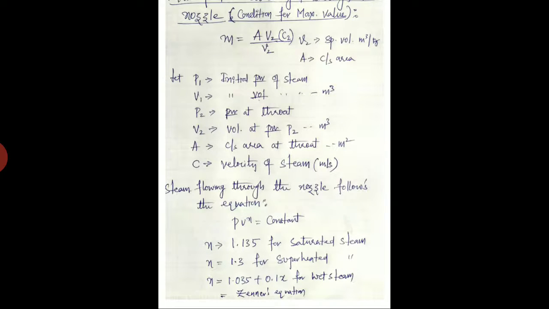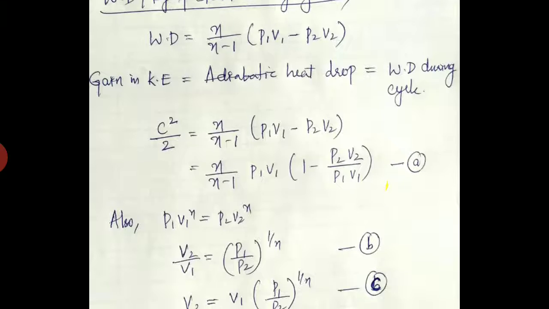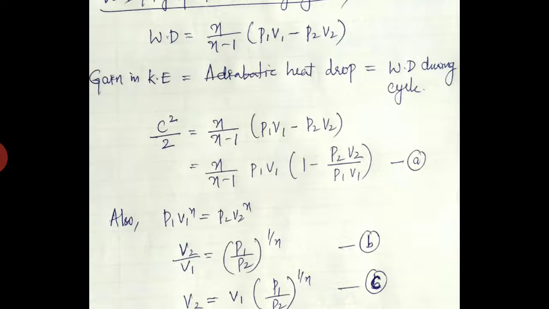Okay, fine. Then work done per kg of steam during the cycle can be written as this equation we have learned in basic thermodynamics. Work done during a polytropic process, like polytropic, adiabatic, isentropic processes, we have seen certain processes. So work done, because it is following the law PV raised to n is equal to constant, per kg of steam during the cycle can be written as n by n minus 1 into P1 V1 minus P2 V2. Or it is in terms of specific volumes also we can write.